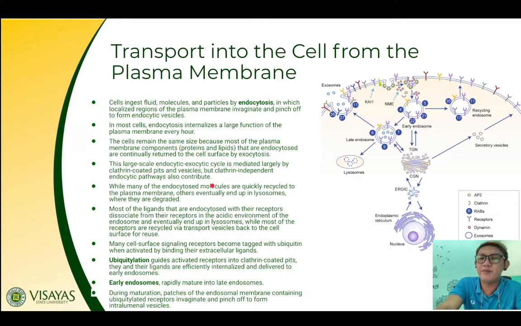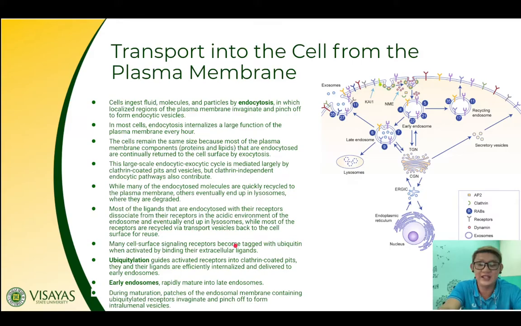Many of the endocytosed molecules are quickly recycled to the plasma membrane. Others eventually end up in lysosomes where they are degraded. Most of the ligands that are endocytosed with the receptors dissociate from the receptors in the acidic environment of the endosomes and eventually end up in lysosomes. So most of the receptors are recycled via transport vesicles back to the cell surface.